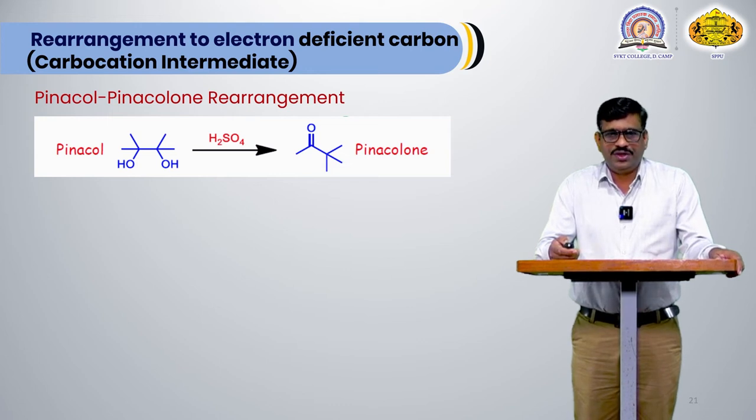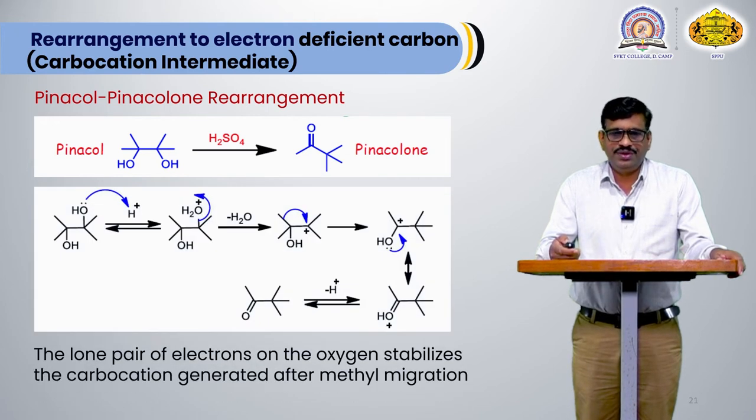Out of these 2 hydroxyl groups, one group is protonated by acid, and the OH group is converted to a good leaving group. OH2 positive is a good leaving group, it leaves the molecule, and there is formation of a carbocation. Now migration of a methyl group from another carbon takes place and there is formation of another carbocation. In this way rearrangement takes place and there is formation of an aldehyde or ketone as a product.